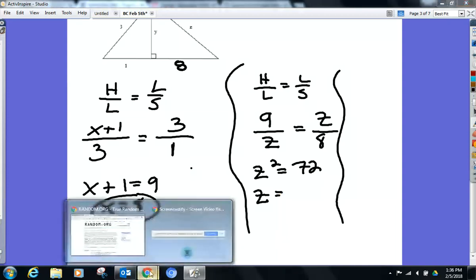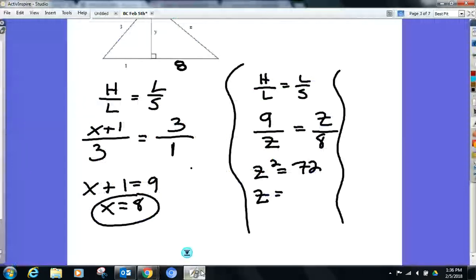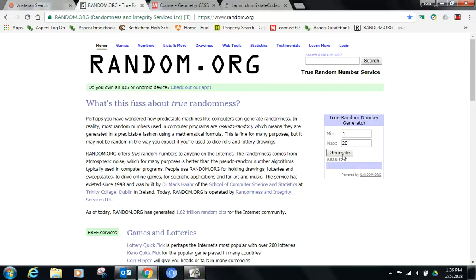72 broken down. 11, what's it break down into? 6 squared. Got it. And you ready for the altitude now? Going to use the only one I can use for altitude. All right, here we go. Help me fill this beast in.